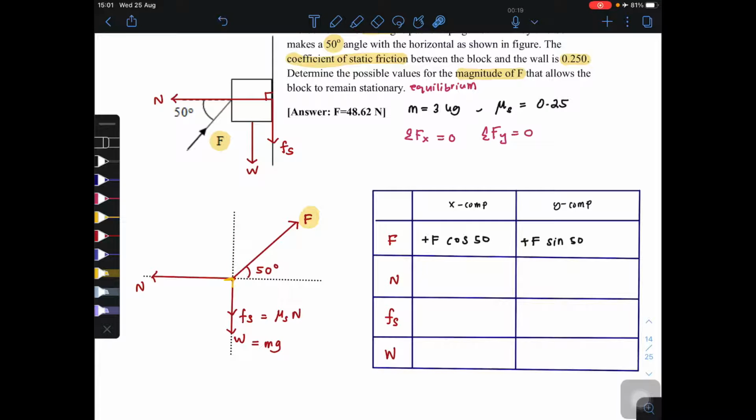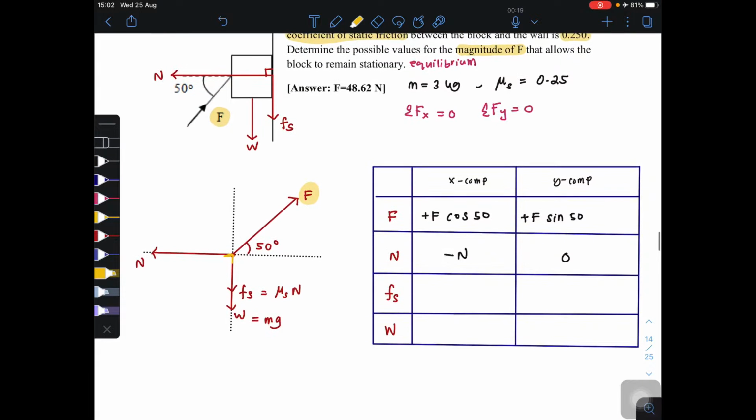Okay, next one, normal. Normal is on the X axis. So kita hanya ada value dekat X axis, Y axis dia ada value. Y axis kosong, and then since it is to the left, it is negative, and we don't have the value as well. So meaning that we need to find this one as well.